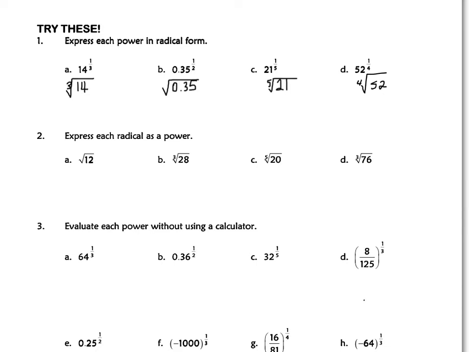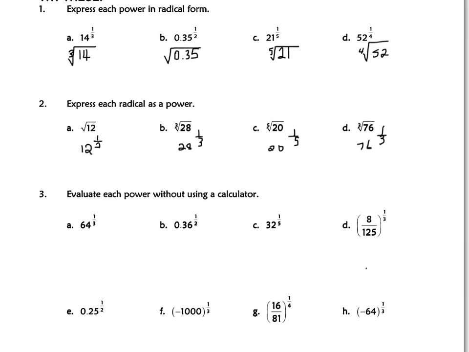Okay, the next question asks you to express each radical as a power. So when you see square root, if you're changing that to power notation, that would be 12 to the power of a half instead of the square root of 12. And cube root of 28 would become 28 to the power of a third. The 5th root of 20 would be 20 to the power of 1/5. And the cube root of 76 would be 76 to the power of 1/3.